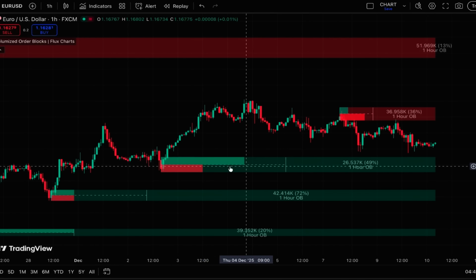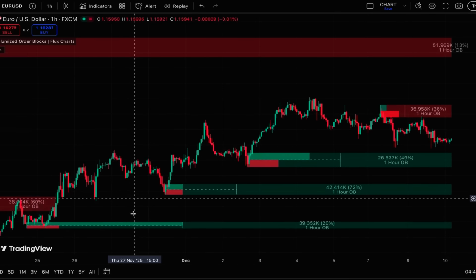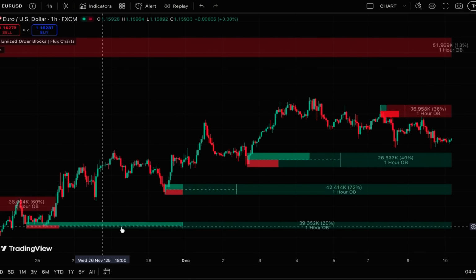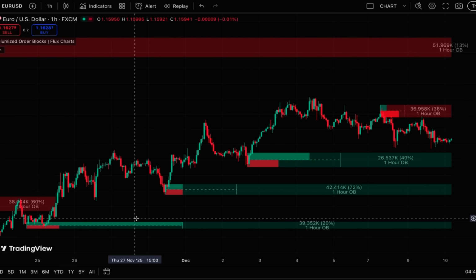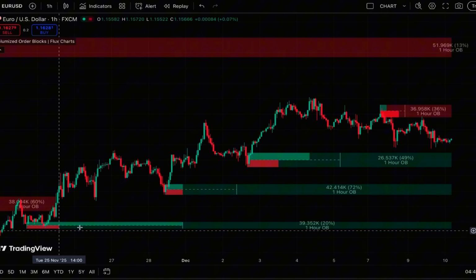For example, this bullish order block that we have here is more significant than this bullish order block, and this bullish order block that is identified here is relatively stronger than them because we have a considerably higher amount of buying volume compared to selling volume for this bullish order block.